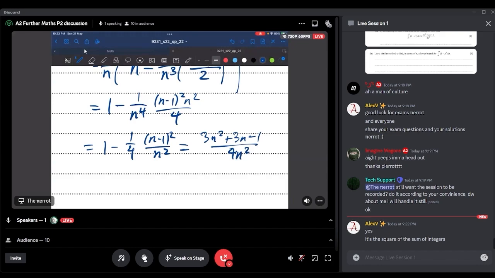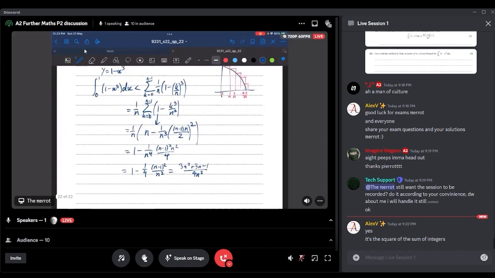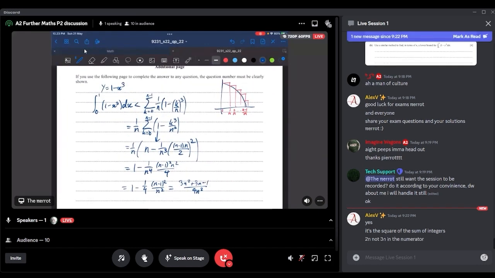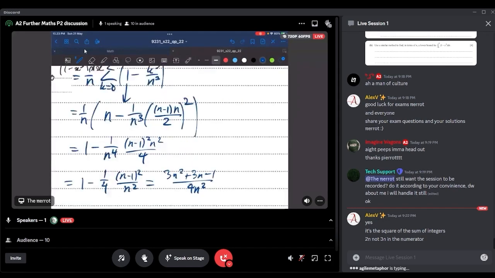The key steps are... 2n, not 3n in the numerator. Oh, okay, sorry. Yeah, 2n. Thank you. Okay, should be okay.